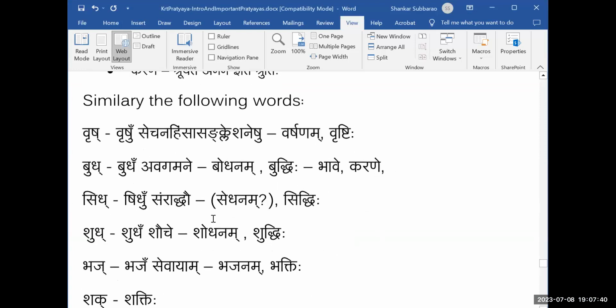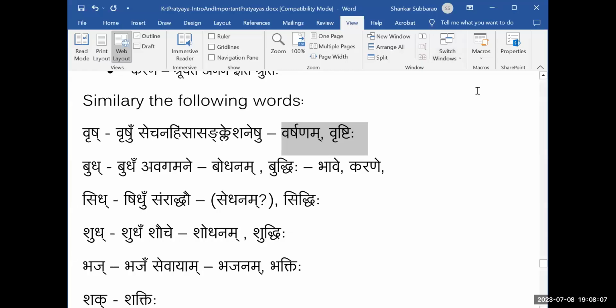Similarly, the following words. Now you can see Vrish Dhatu. Vrishu Sechana Himsa Sanka Kleshaneshu. Lot of meanings are there, okay? So each meaning can give a different meaning for the word, by the way, because Dhatu has so many meanings. Dhatu na manekartha. But now the meanings are what I'm giving you in bhave here. Varshanam vrishtihi. What does it mean?